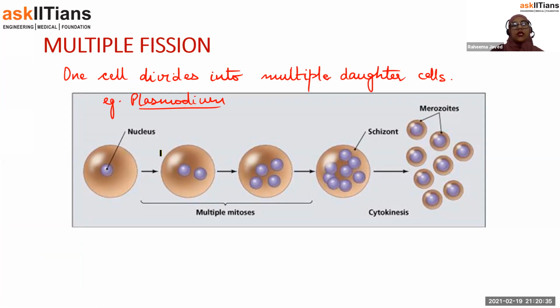Okay, you can see the nucleus dividing into two, which further divides into four nuclei, and it keeps on dividing, and the cell bursts and releases the multiple daughter cells. In the case of plasmodium, these multiple daughter cells are known as merozoites. Merozoites are responsible for spreading the infection.